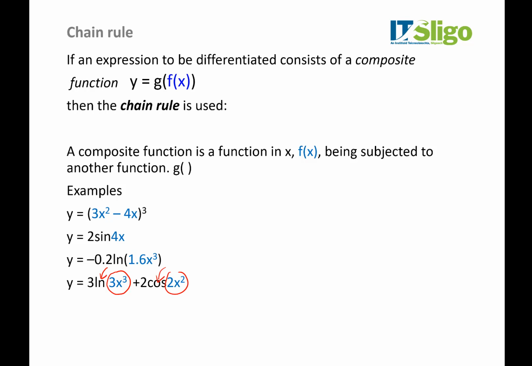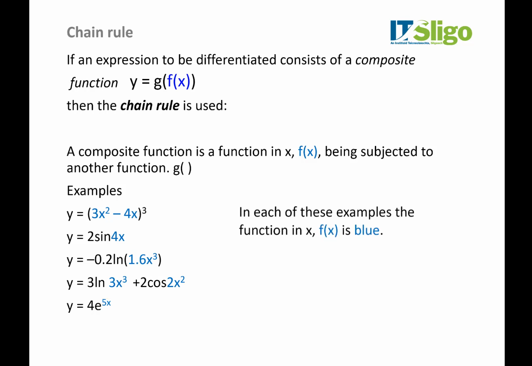So the function in x is easy to spot. It's the bit with x in it. Here's another one. 5x is the function in x, and the other function that's acting on it is e. So in each of these examples, the function in x, f of x, is blue. And f of x is the bit with x in it, I know I'm stating the obvious, but just the x bit is the function in x, and then whatever's acting on it is g of x, as they'd say, g of f of x. There's g of f of x there, that's how you'd say it.